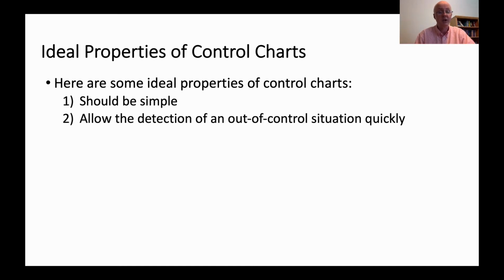What are some ideal properties of control charts? Well, first of all, they should be simple. Hopefully that kind of graph that we just saw in the previous slide is a fairly simple thing to see. When the graph goes above the UCL or below the LCL, you are alerted to something possibly being wrong. You want to investigate. A second property is they should allow for the detection of an out-of-control situation quickly. Once it gets above the UCL, once it gets below the LCL, you stop the process right there and investigate.